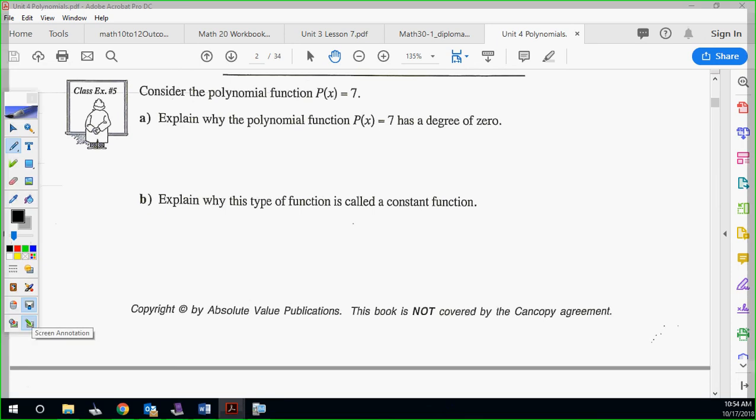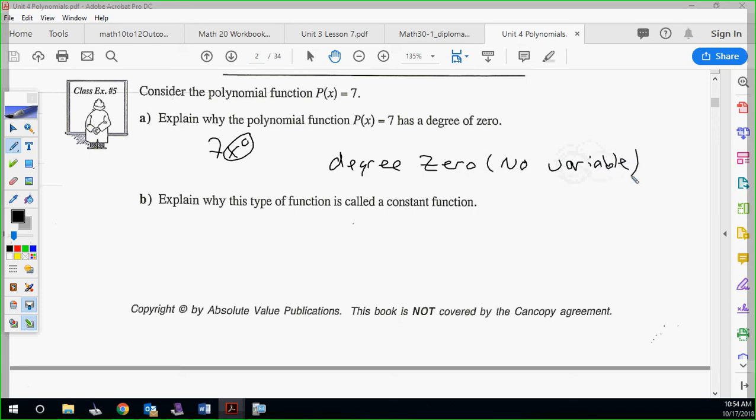Okay, explain why the polynomial function p of x equals 7 has a degree of 0. So why does it have a degree of 0? So we're just talking about just a function. It's silly. It's just a 7. There's no x's, there's no y's. Why does it have a degree of 0? Yeah, we talked about that. A constant is something to the 0 power, essentially. So yes, degree is 0. No variable.